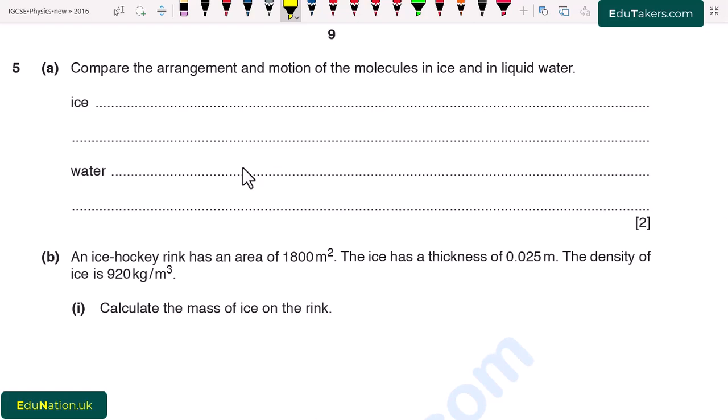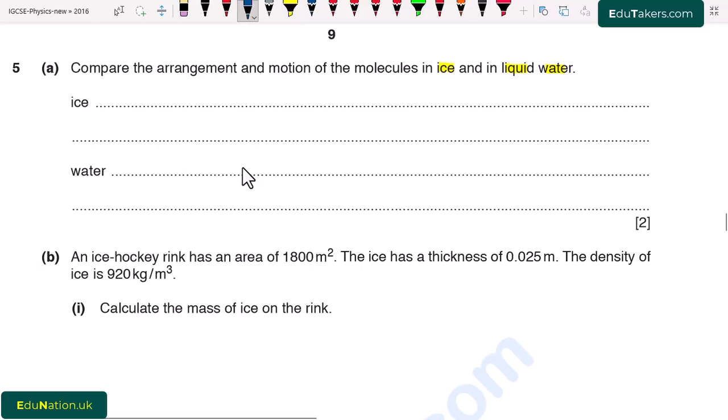Question number 5, part A. Compare the arrangement and the motion of molecules in ice and in liquid water. So here we have to compare the arrangement and motion of the molecules in both ice and liquid water. So in the ice, the molecules are arranged properly, while in the liquid water, there is irregular arrangement of the molecules. According to the molecular motion, the molecules in the ice vibrate at their fixed position, while in the water, the molecules move over each other or slide over each other.